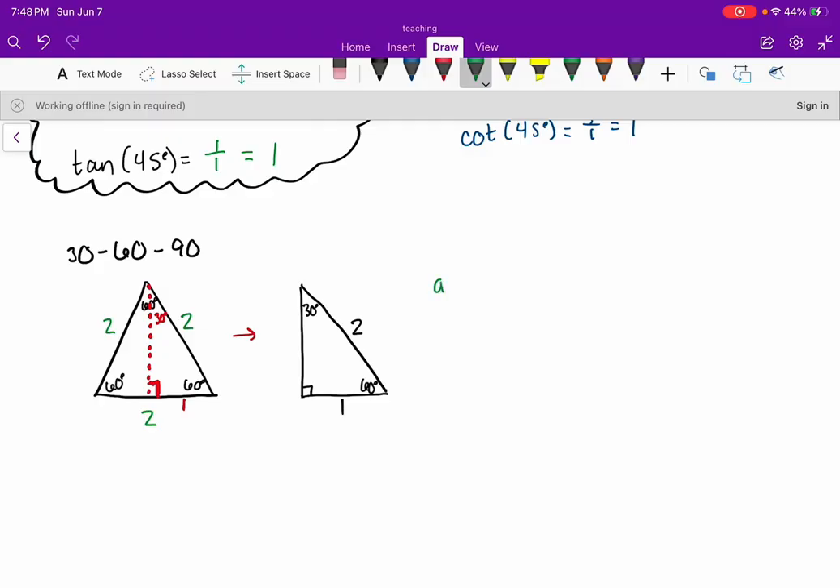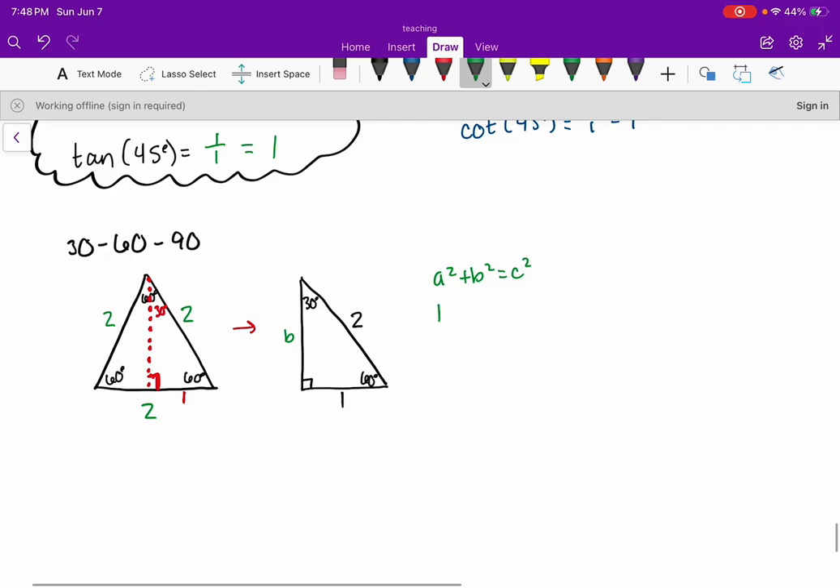Now, to find that other missing side, I'll have to use the Pythagorean theorem. So I would have a squared plus b squared equals c squared. This is like my b over here. So it'd be 1 squared plus b squared equals 2 squared. 1 plus b squared equals 4. Subtract my 1, which will give me b squared equals 3. So b equals square root of 3.